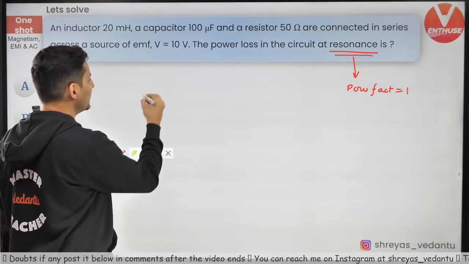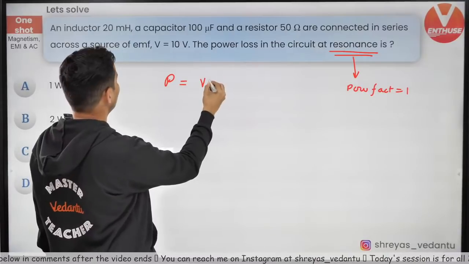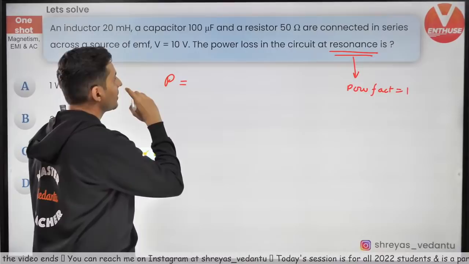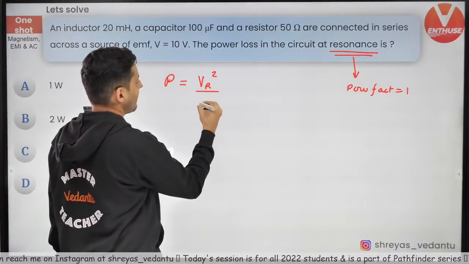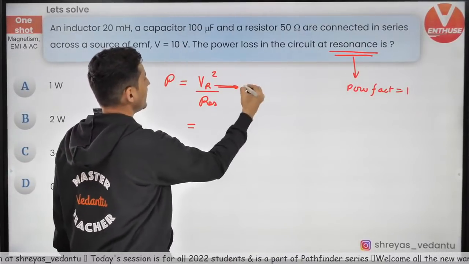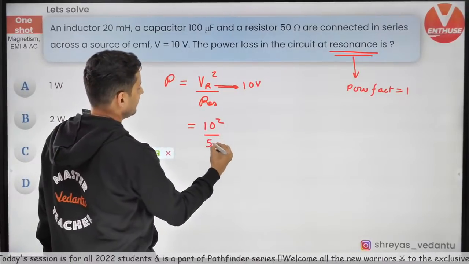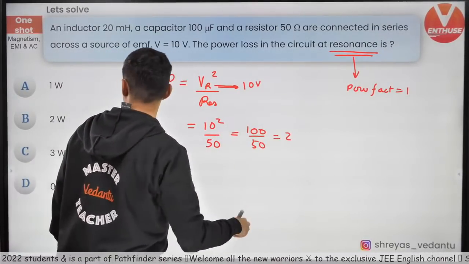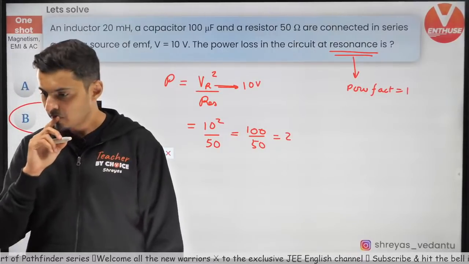So all you need to do is that the power loss will be the voltage across the resistor squared by the resistance. Now the voltage across the resistance will be 10 volts. So it will be 10 squared divided by the resistance, which is 50. 10 squared is 100, divided by 50, which is 2. Hence the answer is B.